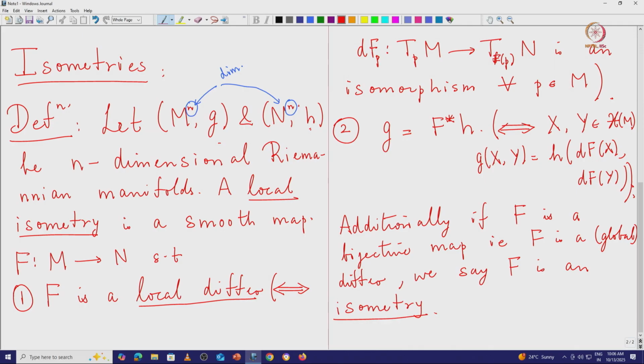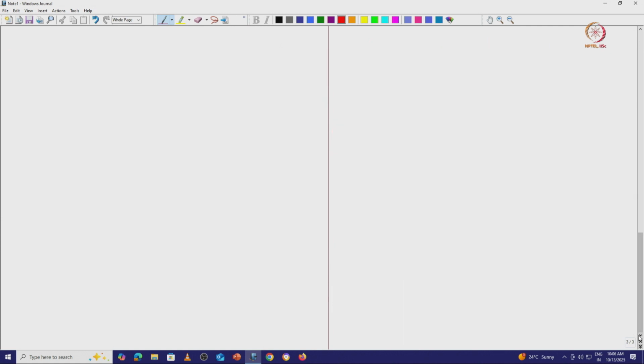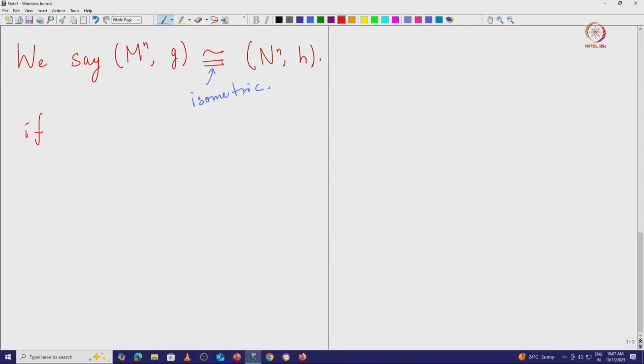Okay, right, and then two Riemannian manifolds are said to be isometric. So we say that M is congruent or isometric to N if there exists an isometry.